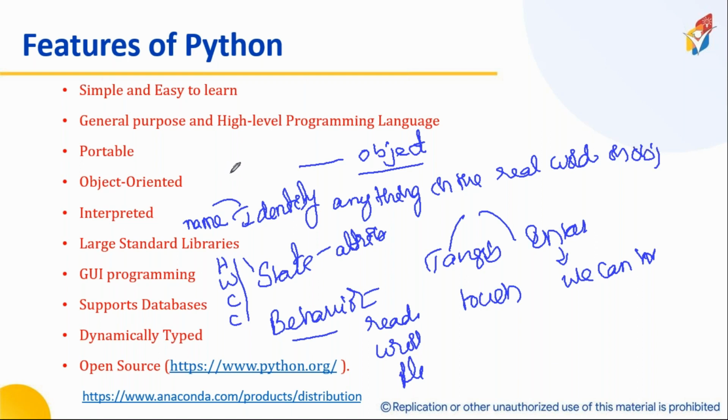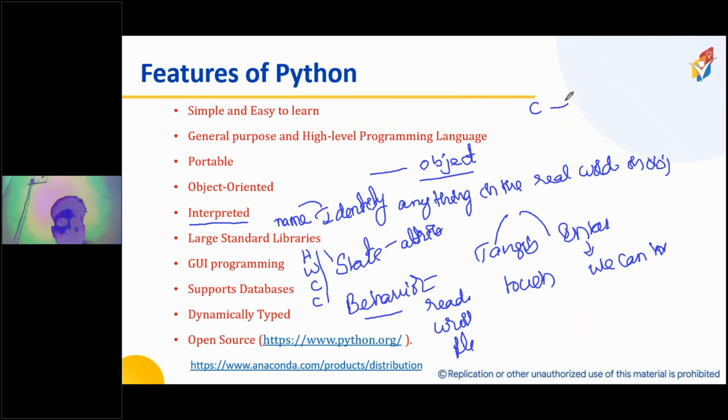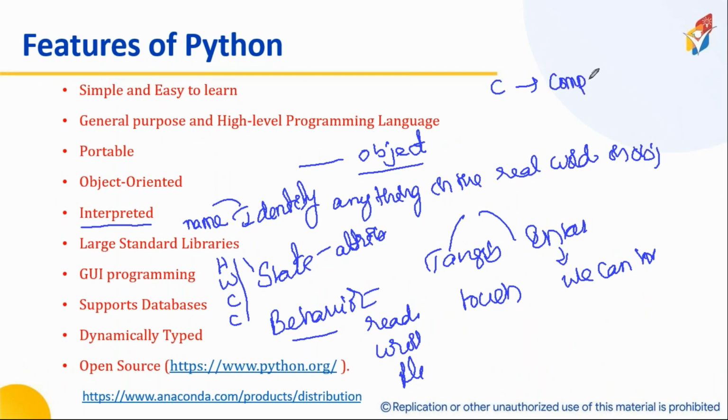Okay. Now next one is interpreted language. Now, if you take C language, it is a compiled language. Whenever I compile the program, I will get a dot executable file. What is the meaning of dot executable file? That means I can directly run the program. Now, Java is both a compiled as well as an interpreted language.